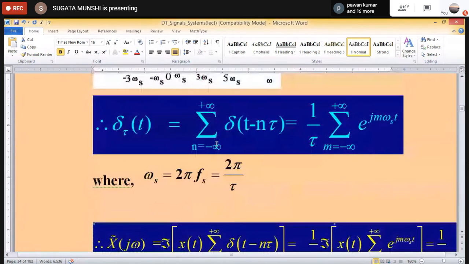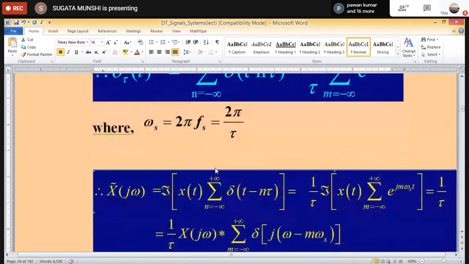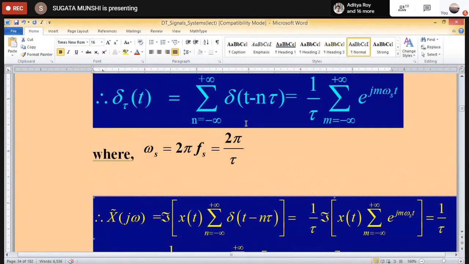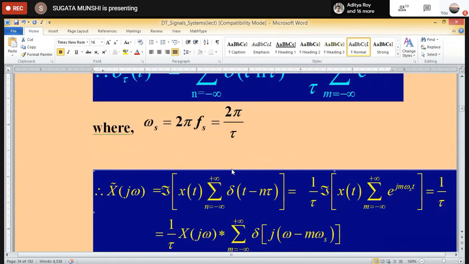Is it done, this part? Now move on to that expression. This was the expression where I wanted to insert that Fourier series expression in place of this summation. So that's what I have done. 1 by tau has been taken out.